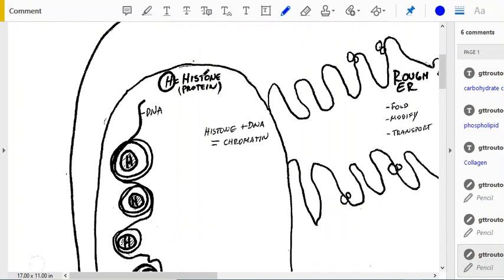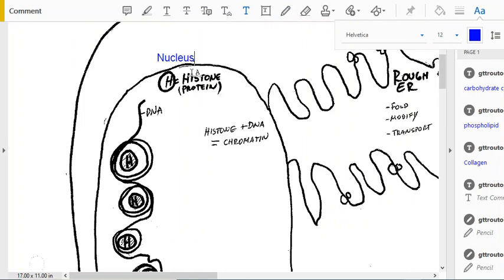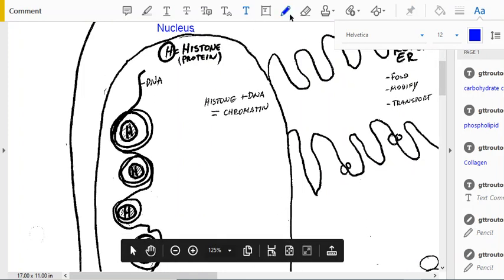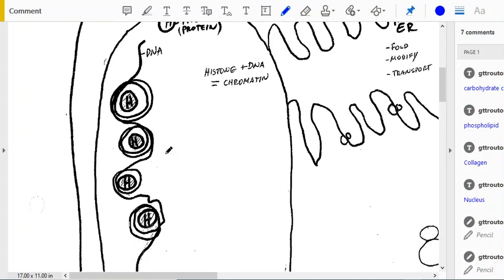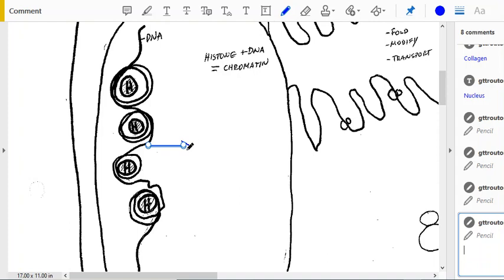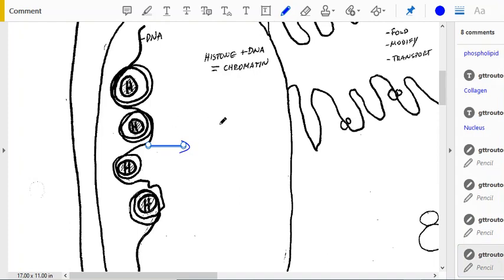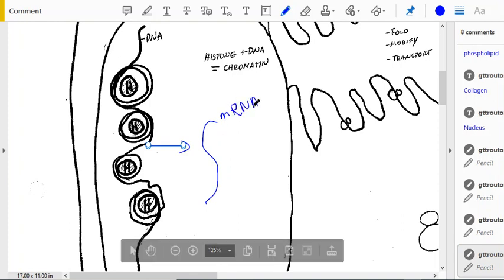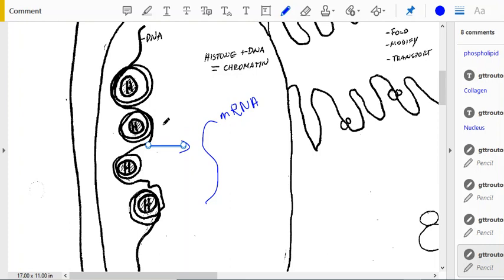So let's drop down here to the nucleus. So this is the nucleus. Again, this is where the DNA is. Really quick, for the purpose of making a protein and having it take you on a walk through the cell, you are going to have transcription of the DNA into a messenger RNA strand. We'll talk about the details of that later. But again, transcription is going to occur in the nucleus.